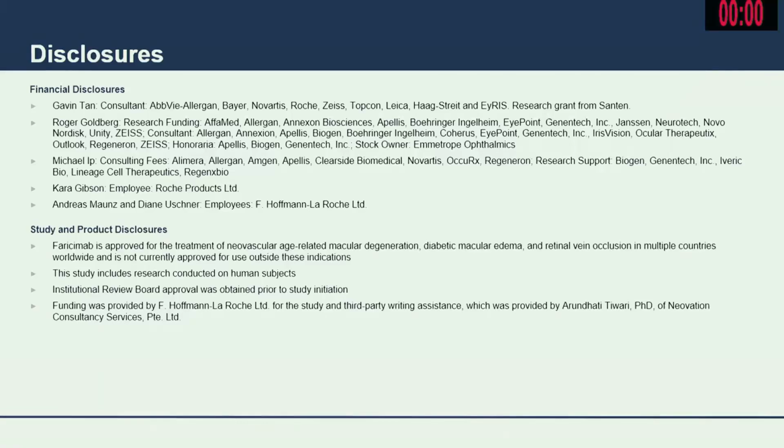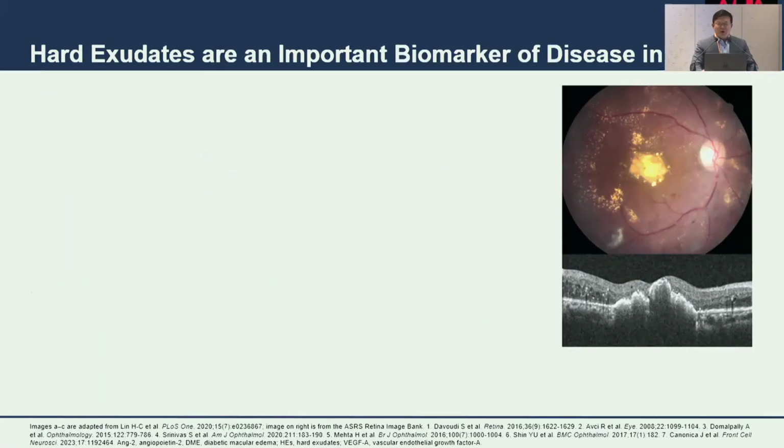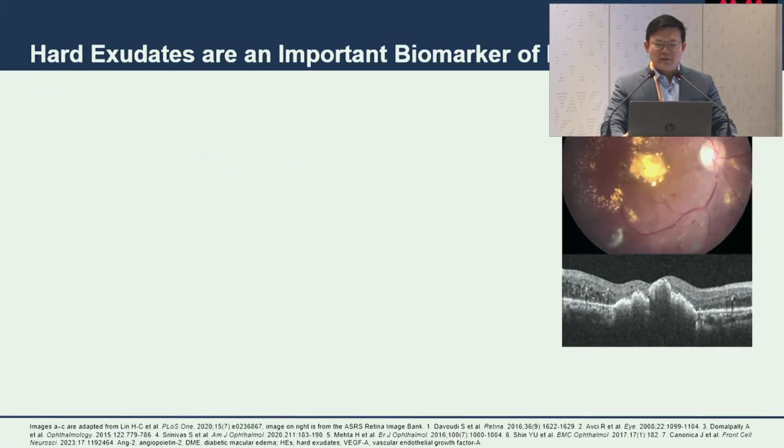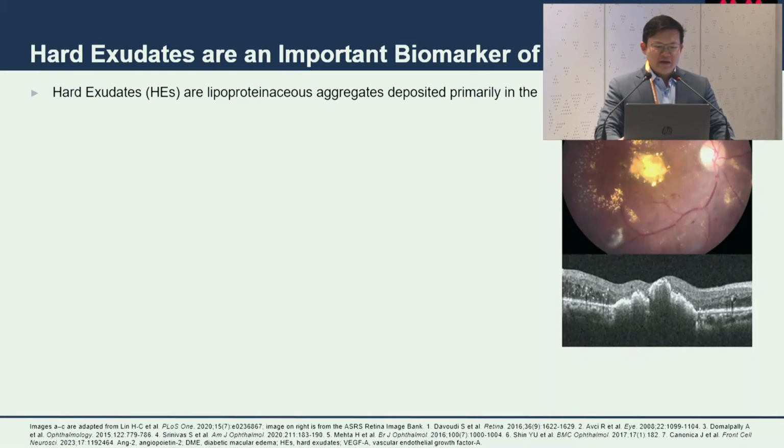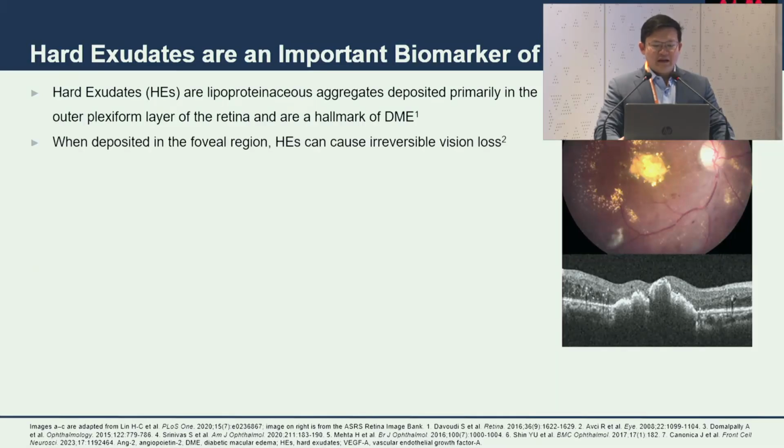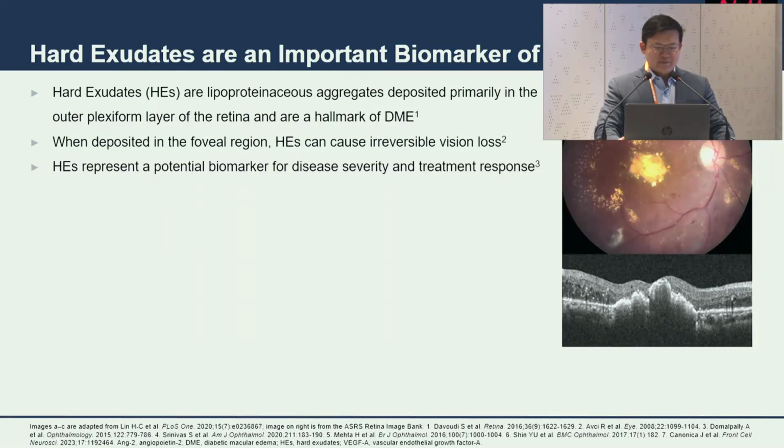These are the disclosures. So I think we all know hard exudates are an important biomarker of disease in diabetic macular edema. They are the lipoproteinaceous aggregates that deposit primarily in the outer plexiform layer. And it used to be one of the diagnostic features of diabetic macular edema before we had the advent of OCT. And we know the problems when they are deposited in the foveal region and they're very chronic. They can result in irreversible vision loss and a lot of loss of the outer and middle retinal layers.